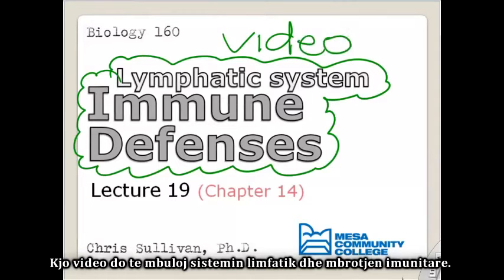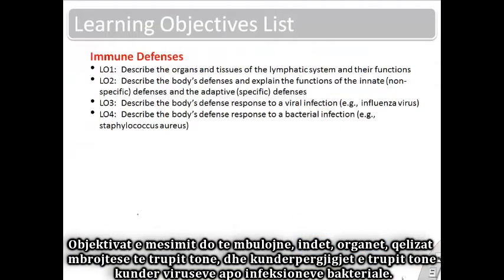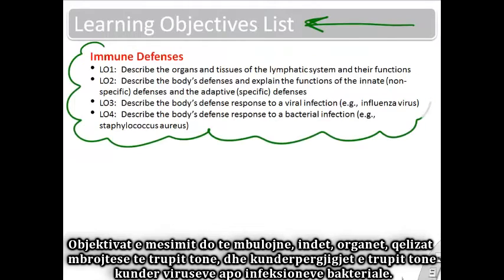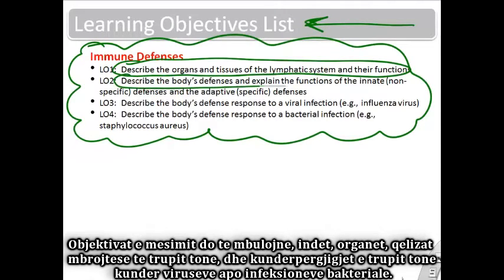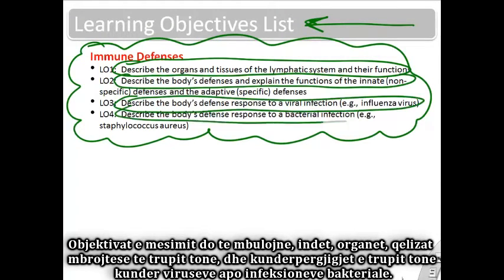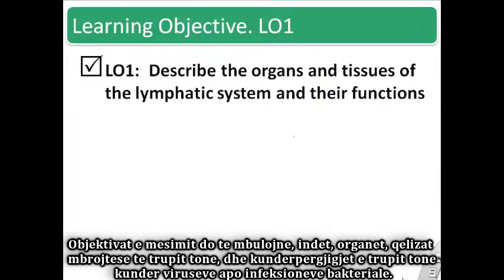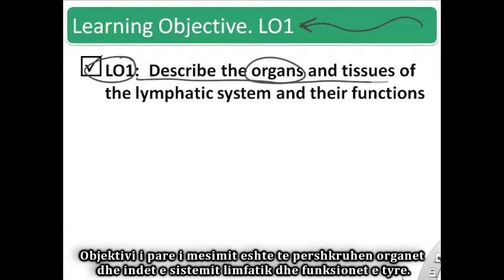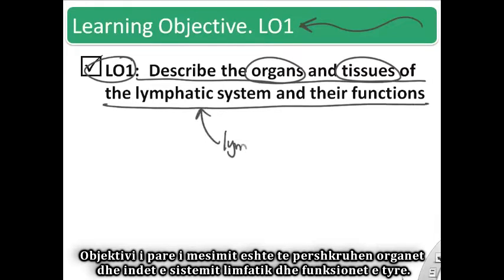Defenses in the lymphatic system. The learning objectives will cover the tissues and organs as well as the cells of our body's defenses, and also the body's response to a virus or bacterial infection. The first learning objective is to describe the organs and tissues of the lymphatic system.